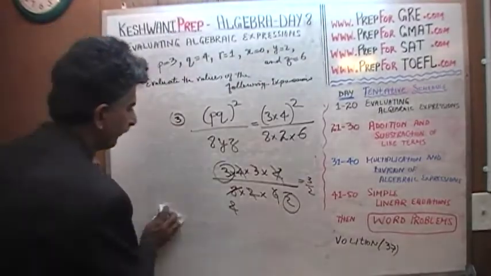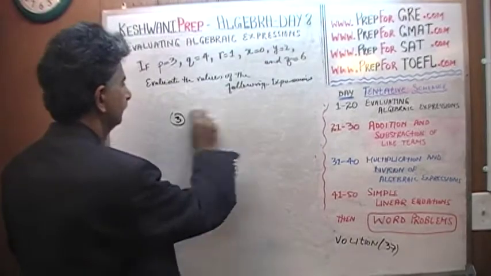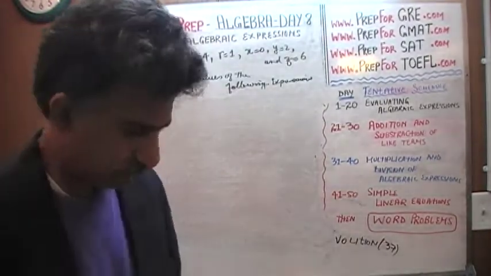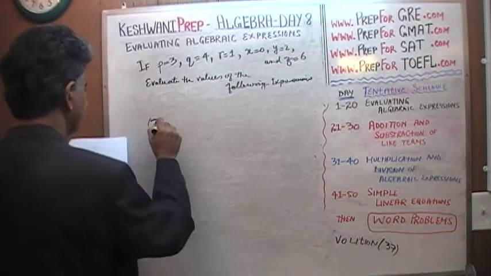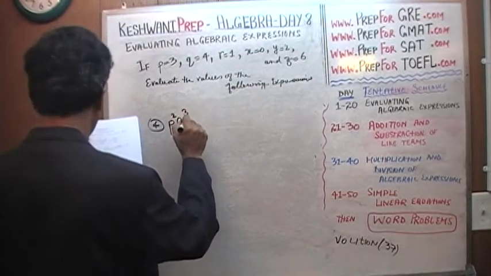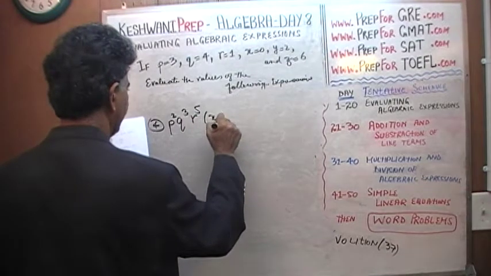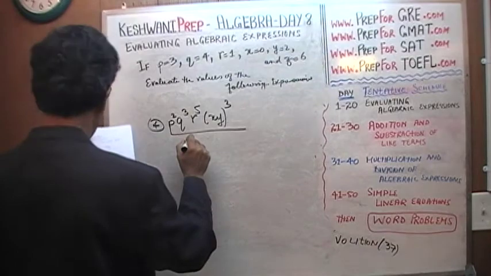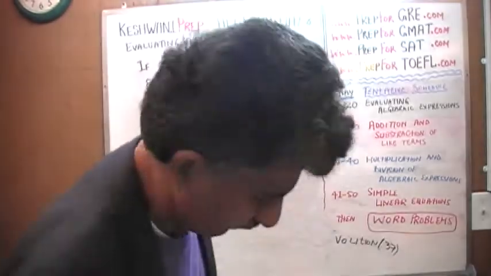Let's go to number 4. Oh, number 4 is a nasty looking guy. He's a mean guy. P squared times Q to the 3rd times R to the 5th times X times Y to the 3rd over Q plus Z. Aha. This is going to be pure hell.